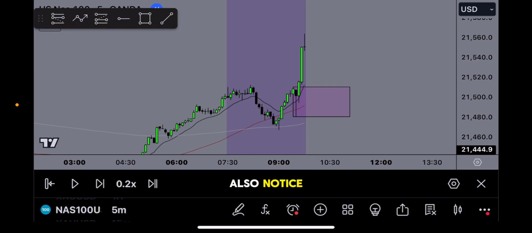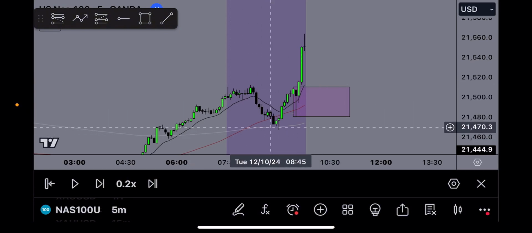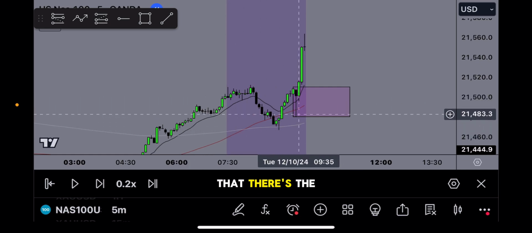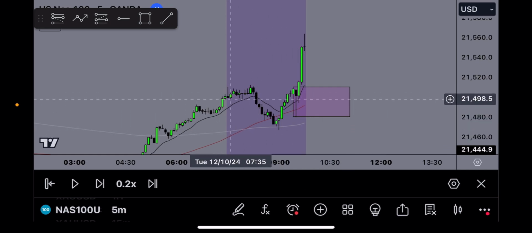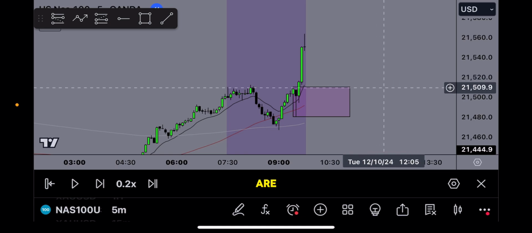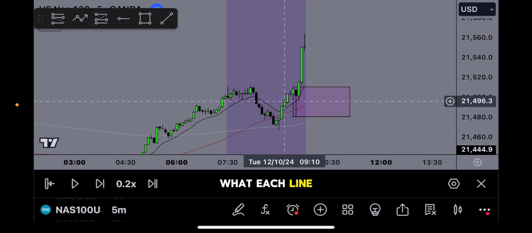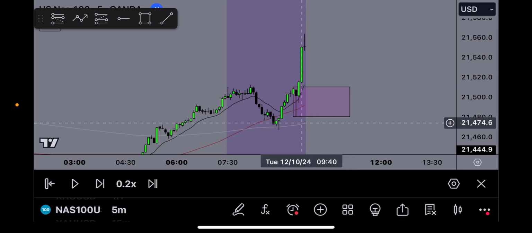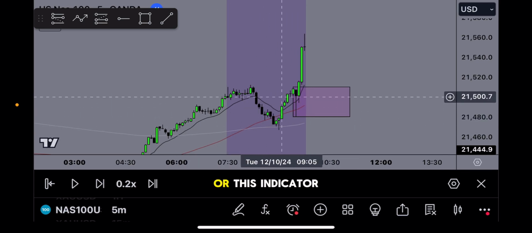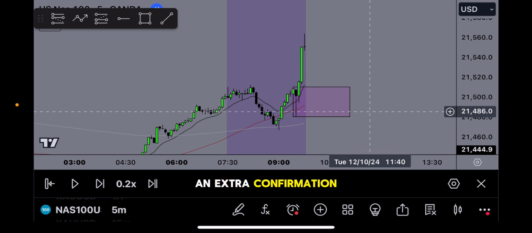What do we also notice? We notice that there's the 3MA indicators here. Now, if you don't know what the 3MA indicators are, go back to the beginning of stage 3, where I explain and break down what the 3MAs are, what each line represents and means, and how this confluence or this indicator could give us an extra confirmation to have a higher win rate and a higher prediction that price may be going in my direction.